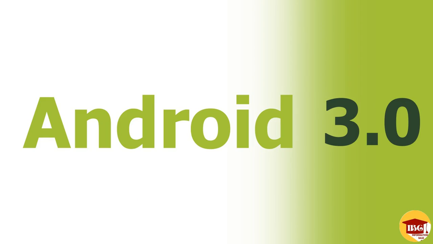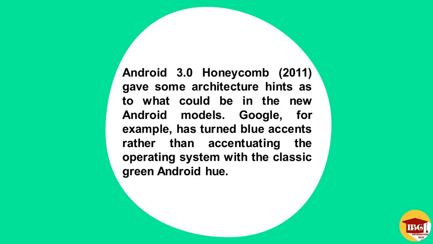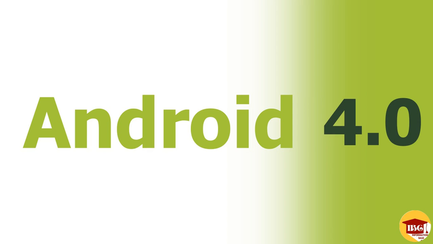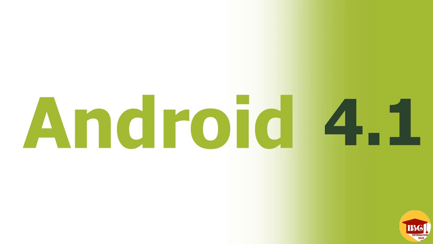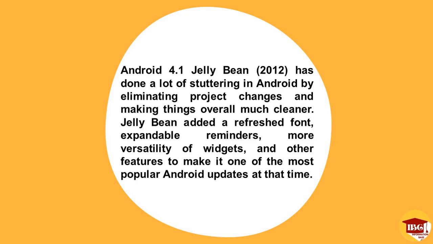Android 3.0 Honeycomb in 2011 gave some design hints as to what could be in the new Android models. Google, for example, has turned to blue accents rather than accentuating the operating system with the classic green Android hue. Android 4.0 Ice Cream Sandwich in 2011 brought the above-mentioned interactive buttons and its streamlined interface to the blue highlights. This interface is often refined and modified. The upgrade also contained additional minor features, such as face unlock, data use measurement and new email and calendar applications. Android 4.1 Jelly Bean in 2012 eliminated a lot of stuttering in Android by removing project changes and making things overall much cleaner.